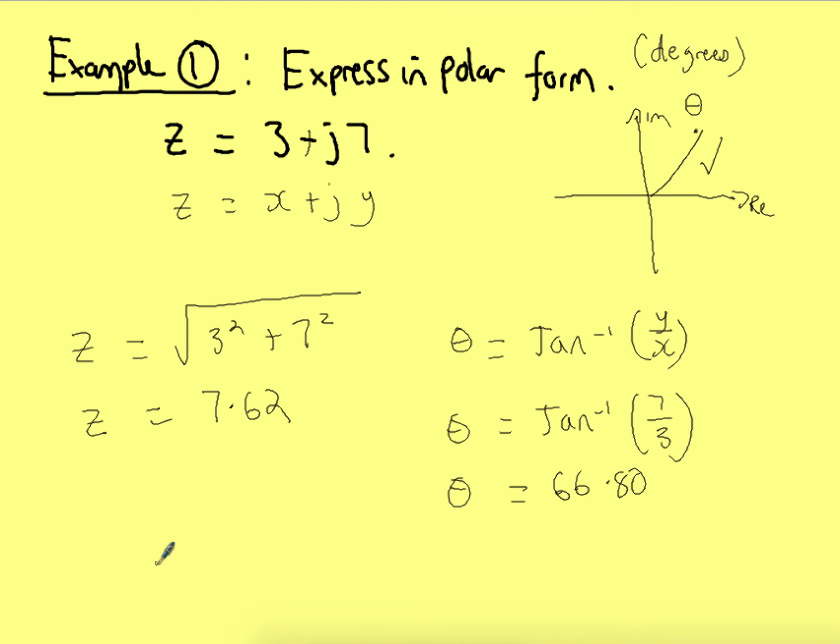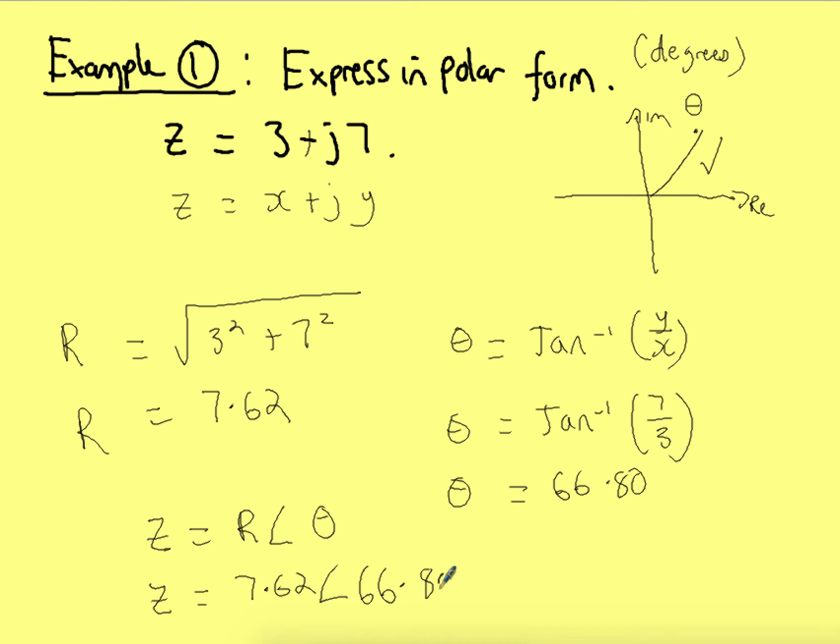Okay, so then, why have I put Z there? It should be R. Right, it should be R there, sorry. So then your complex number is Z equals R at an angle of theta. So we have 7.62 at an angle of, then we need to look at our diagram. Well, this tells us we keep the angle the same, so that's 66.80 degrees. And there we go.